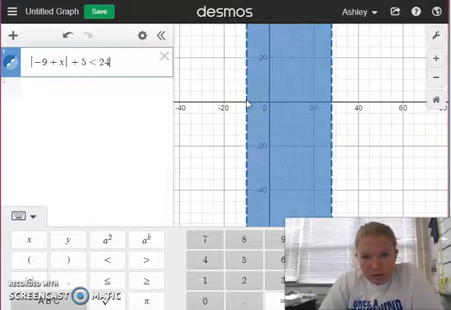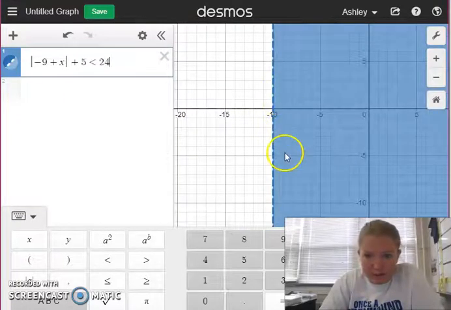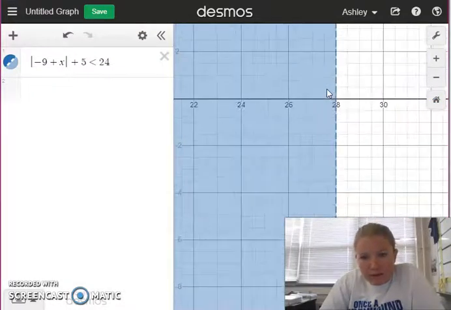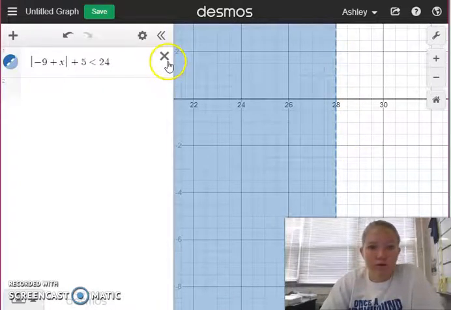Okay, so I'm going to zoom in on this left-hand side just to verify that that is negative 10. We can see it there. And then zoom in on the right side, we have 28, and those dotted lines mean that we are not including those endpoints. So our answer appears to be correct.